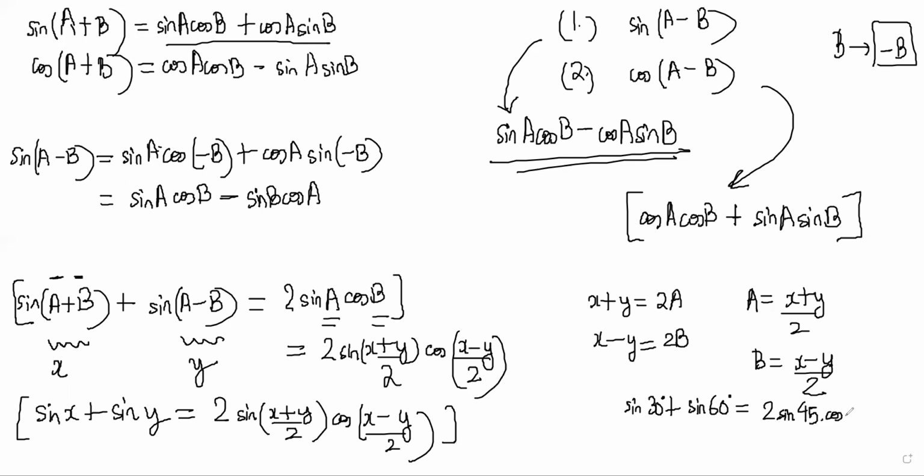Into cos 30 minus 60 by 2, that is 15, right? So something like that. This is a very useful result. Now we can derive 4 results like this. Basically, 4 results like this I want you to see: sin c plus sin d, sin c minus sin d, cos c plus cos d, and cos c minus cos d, right?